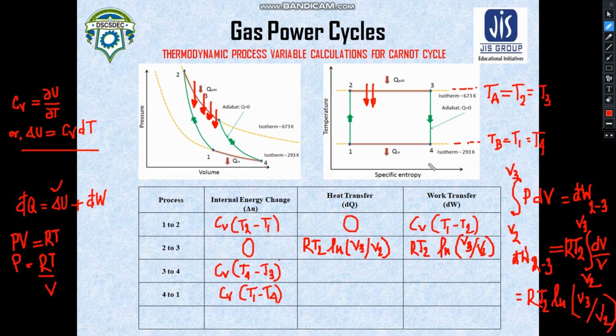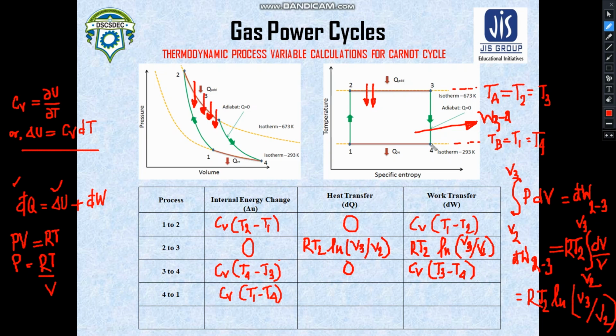And now coming to the process 3 to 4, it is the reversible adiabatic expansion. So it is an adiabatic process. Then the heat transfer would be 0. Okay, so if this becomes 0, then dW is equal to minus dU. Then it can be written as CV (T3 minus T4). Now you can easily understand from state points 3 and 4, this is positive work done. Okay, so work is generated here.